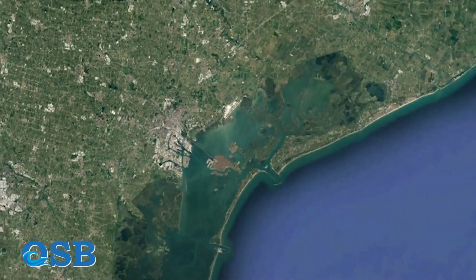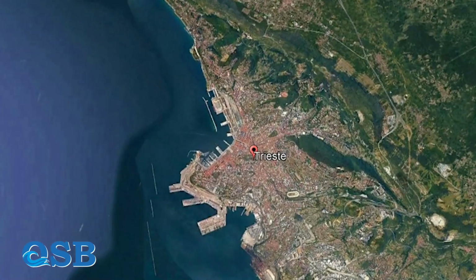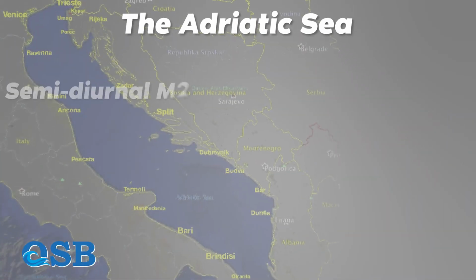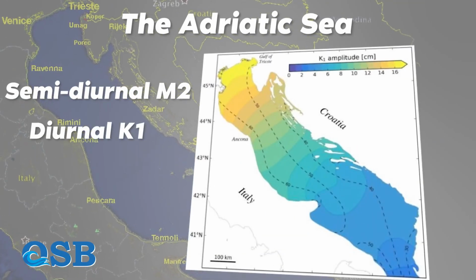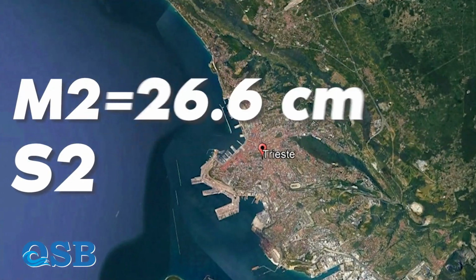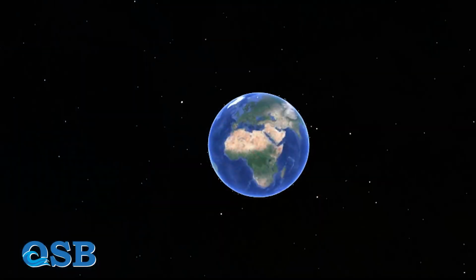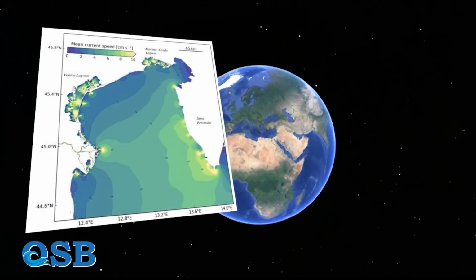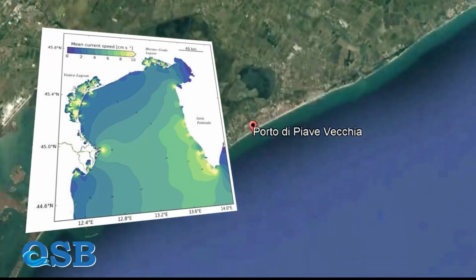In the northern Adriatic Sea, between Venice and Trieste, the amplitude maxima occur on the northern coastline. The Adriatic Sea is dominated by semi-diurnal M2 and diurnal K1 tides. The maximum amplitudes for M2 and S2 in Trieste are 26.6 centimeters and 16 centimeters, respectively. It is estimated that the amplitude K1 in Porto Piave Vecchia is 20.1 centimeters.